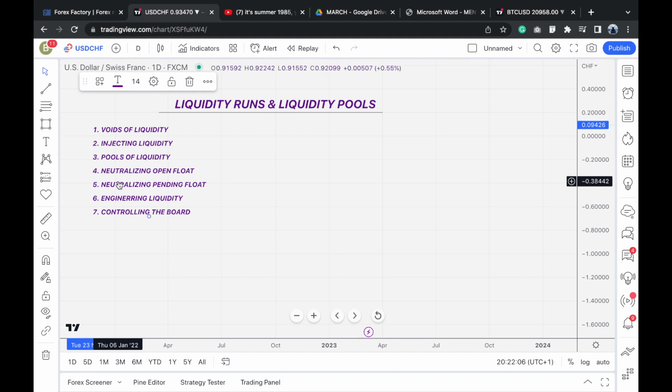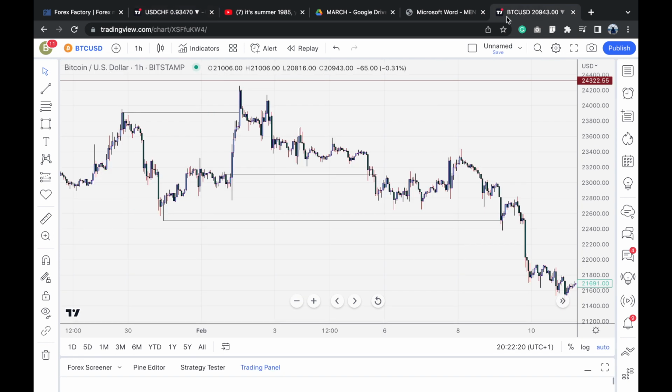Now let's talk about neutralizing pending flow liquidity. Or, sorry, let's talk about pools of liquidity, and then we're going to go into neutralizing pending flow liquidity. Pools of liquidity is essentially what I stated before, where at short-term highs, there are just going to be buy stops. At short-term lows, there are just going to be sell stops.